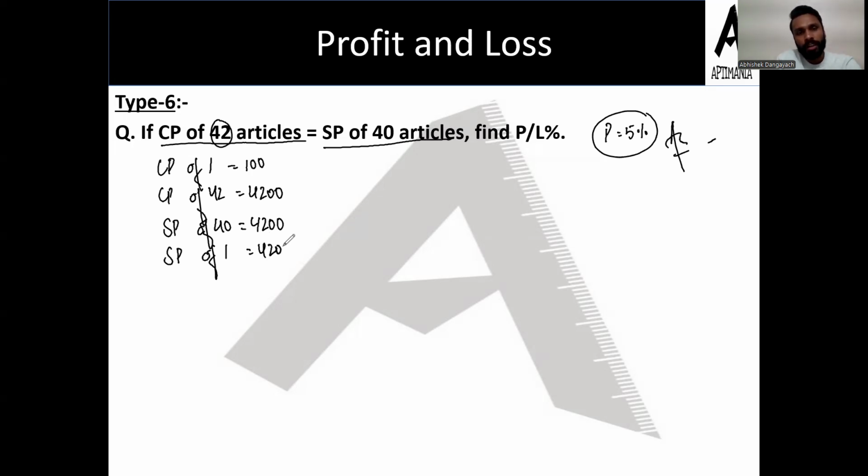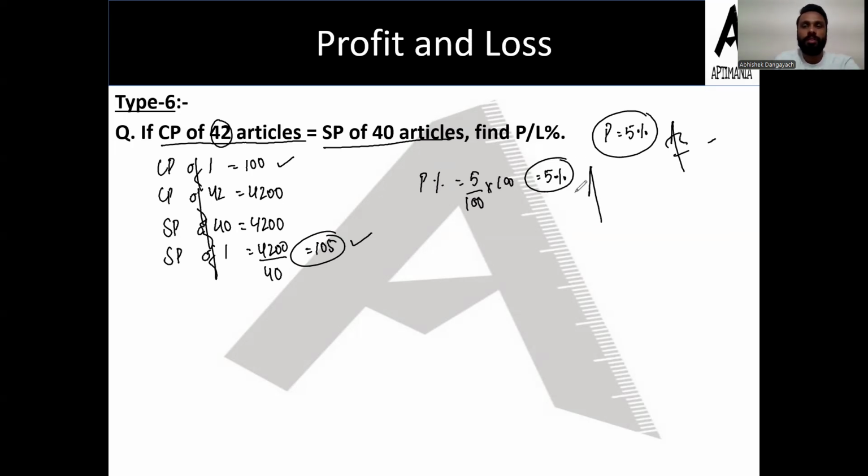Now from here, I'll calculate the SP of one article. That is going to be 4200 upon 40, which turns out to be 105 rupees. So look, you bought an article for 100, you sold the article for 105. There is a profit of 5 on 100, which turns out to be 5% profit. And that's the correct answer. So this is the approach to solve a question like this. But particularly for a question like this, there is an alternate method available, which will appear to be an easier one to you, hopefully. So you can take a note, you can take a screenshot, then we'll go ahead with the alternate approach for the same.